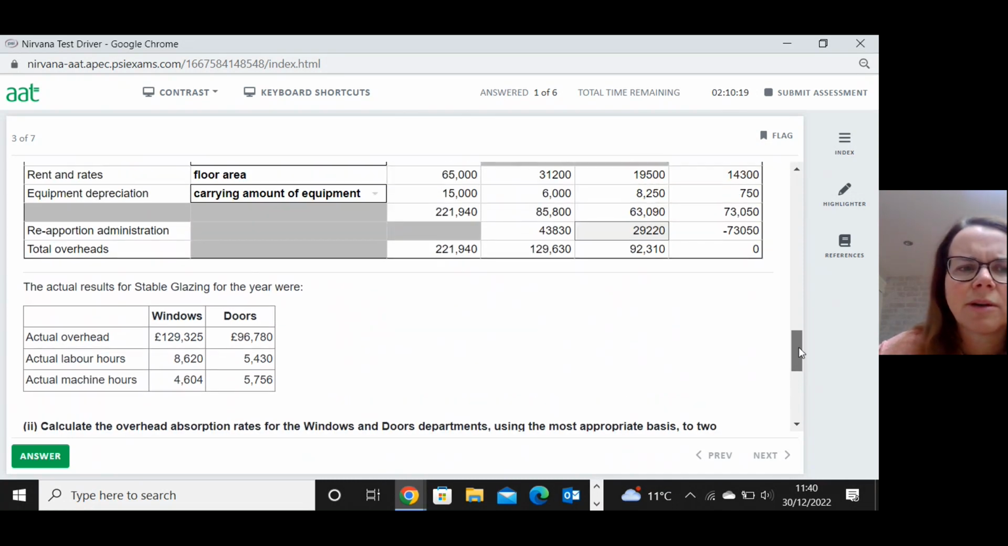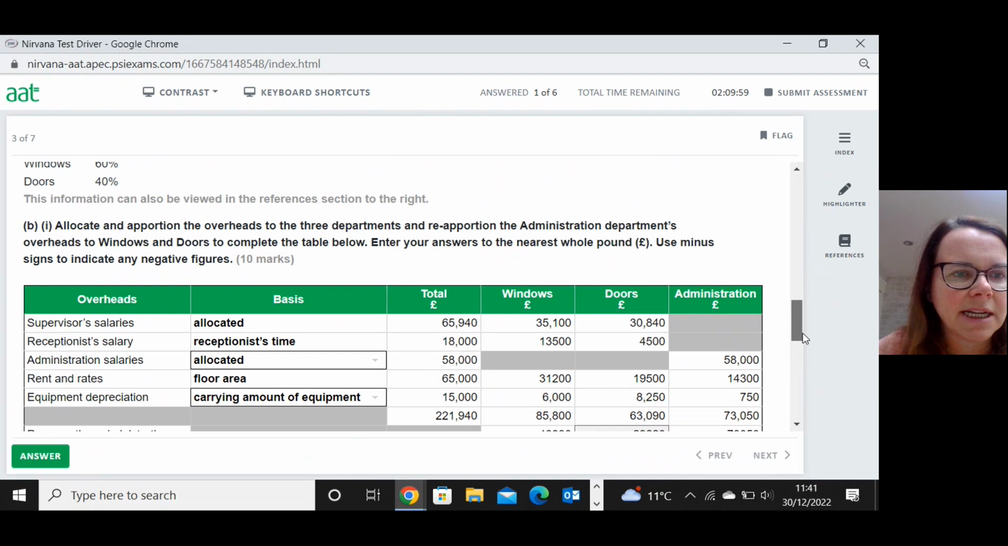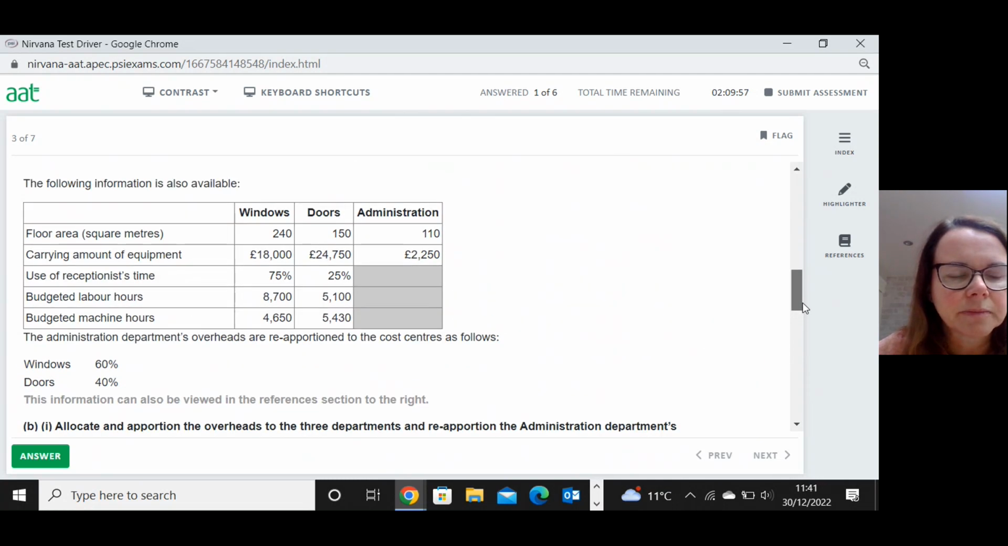Right, you might be wondering, well, how do I know what the most appropriate basis is? I know an overhead absorption rate is the budgeted overhead divided by either the budgeted labour hours or the budgeted machine hours. So we're ignoring this data for now because this is all actual. So we're looking for budgeted information. So we need to go back up here. So they've given us budgeted labour hours and budgeted machine hours in that table.